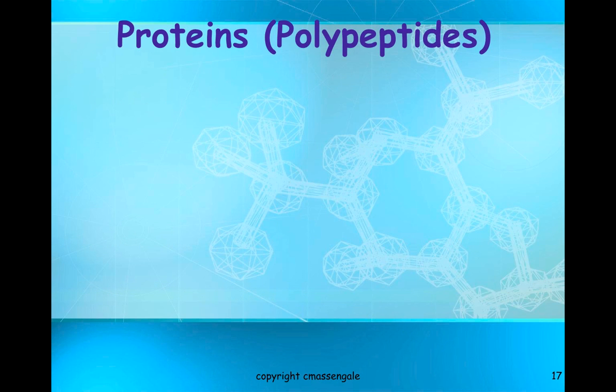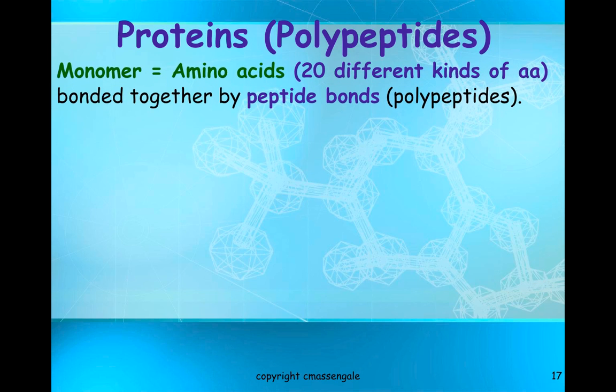Okay, proteins. Proteins, also known as polypeptides. The monomer is an amino acid, and there are 20 different kinds of amino acids that are bonded together by these peptide bonds. That's why they're called polypeptides.